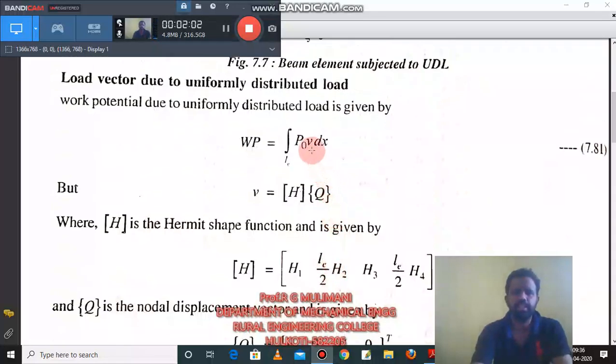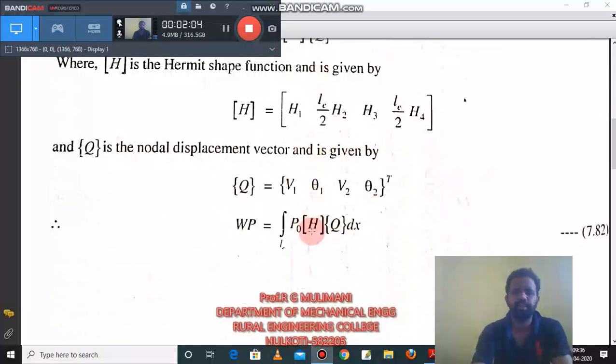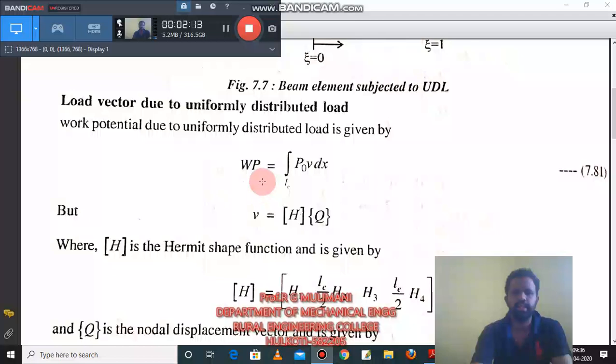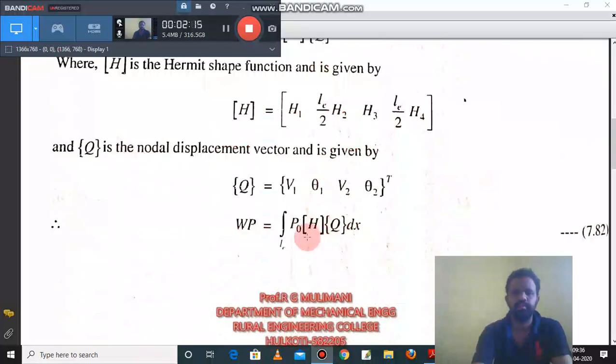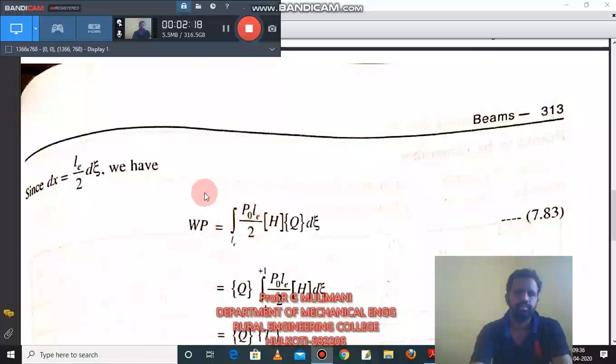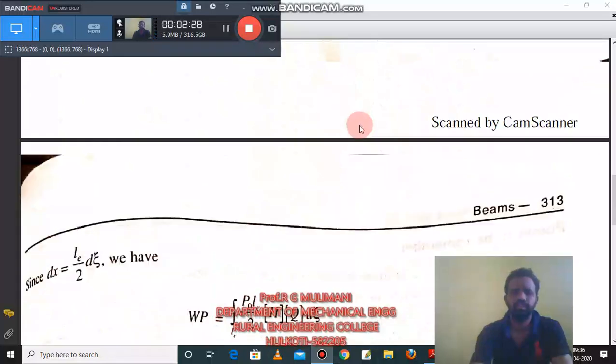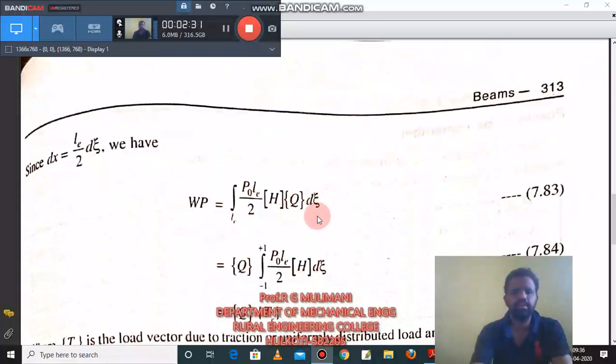Substituting the V value, V is equal to HQ, in the work potential, and dx again is in local or global coordinates. What is the value of dx? By the relationship between the local coordinate system and the natural coordinate system, dx is equal to LE by 2 d zeta. Substituting the dx value, it can be written as LE by 2 d zeta, where LE by 2 is taken outside.